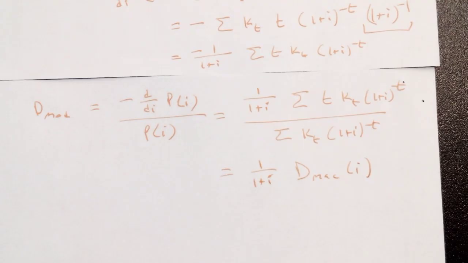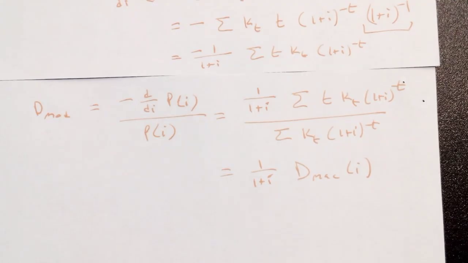Macaulay duration in years is related to the modified duration in years divided by growth rate. Years divided by growth rate. I like that unit better. That kind of gives me a better way to look at this.